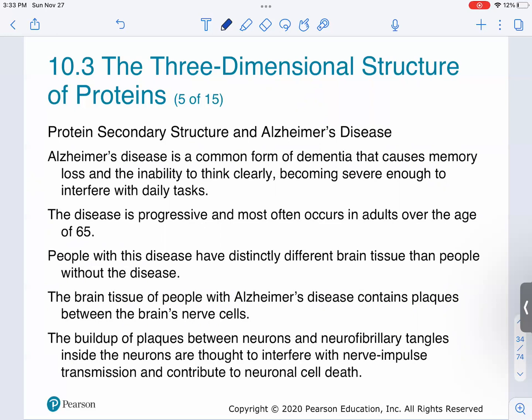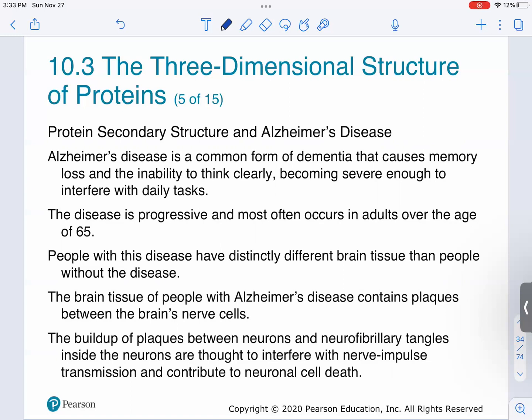And they have a distinctly defined problem with their nerve cells. So what's happening is, if you look at the morphology of the brain tissue of these people that have Alzheimer's, they have plaques between their nerve cells. They have problems outside of and inside of the nerve cells that ultimately cause the nerve cells to die, and they cause the terrible symptoms that you see.